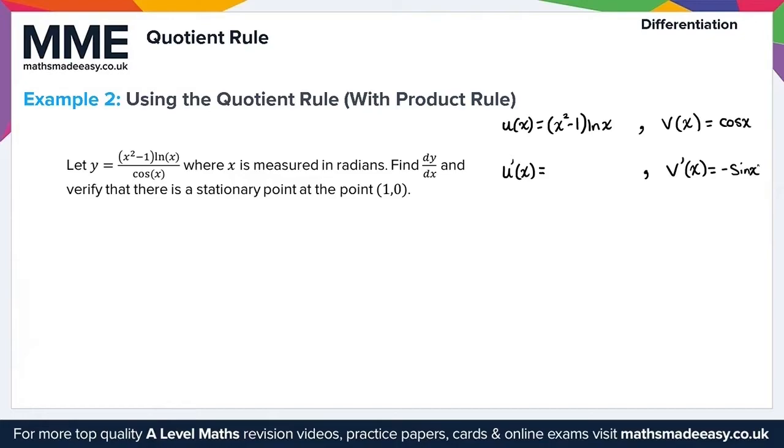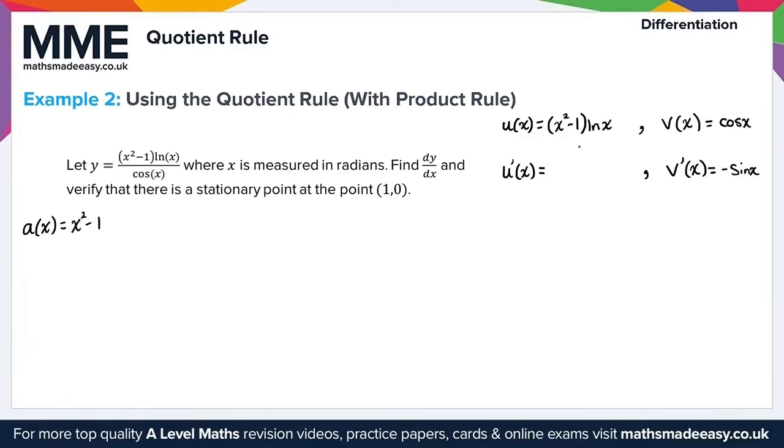Okay. Now, we want to find the derivative of u of x here. And in that case, we need to use the product rule. And what we can do here is split this up into two functions. So if x squared minus 1 is a of x, so a of x here is my x squared minus 1.